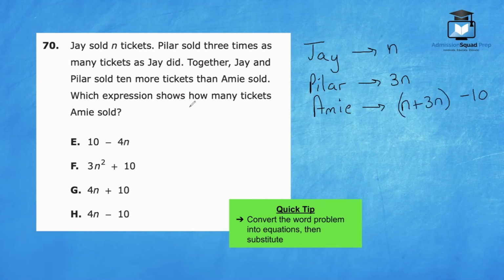So it says which expression shows how many tickets Amy sold. So if we wanted to simplify Amy's amount, we could combine like terms here. We have 4N minus 10 would represent the number of tickets that Amy sold. So H is the correct answer.